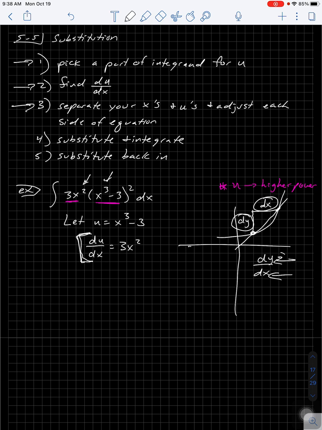We're going to separate our x's and our u's by basically clearing your fractions. You're going to multiply both sides by dx, and that's going to cancel this guy, and then I've got du equals 3x squared dx. So all my u's are in one side and all my x's are in the other, and there's no mix and match.